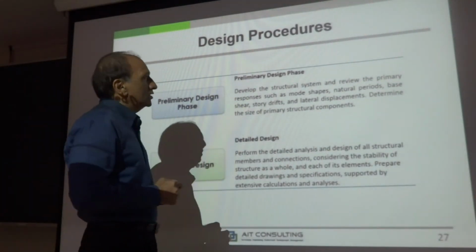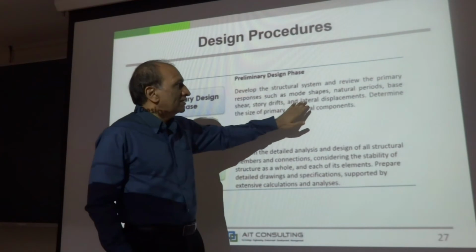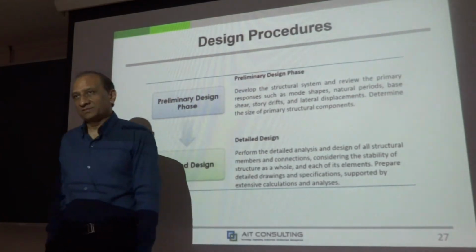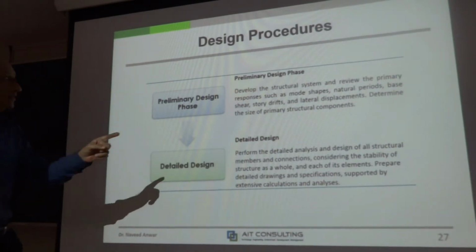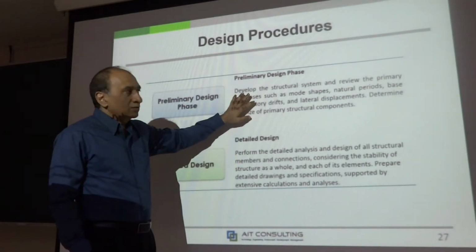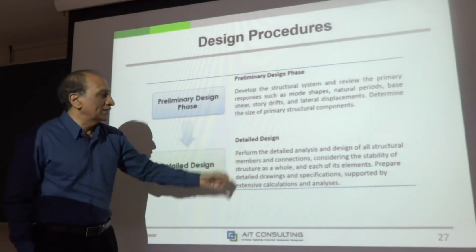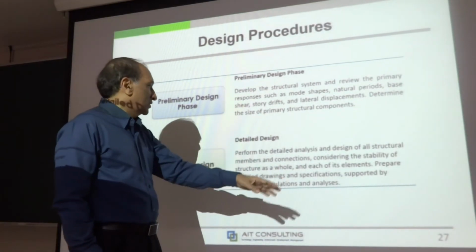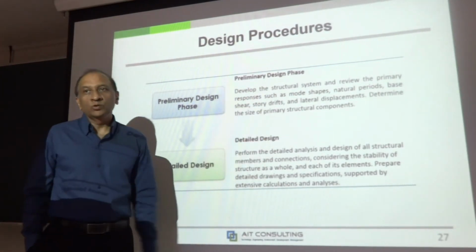Calculate and review the preliminary response, such as mode shapes, natural periods, base shears, story drift, and lateral displacement, and determine the size of primary structural components based on that. Okay, a rough estimation of what is going to be. Some of it can be done by hand, some of it needs to be done on a computer program. A quick initial model. After that, once you define everything, we go to detailed design: perform detailed analysis, design of all structural members, connections, stability, each element, detailed drawings, and so on. So clearly, there are 2 steps to do.